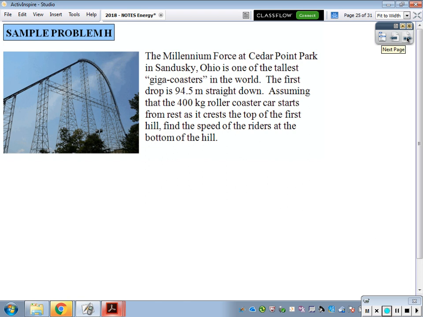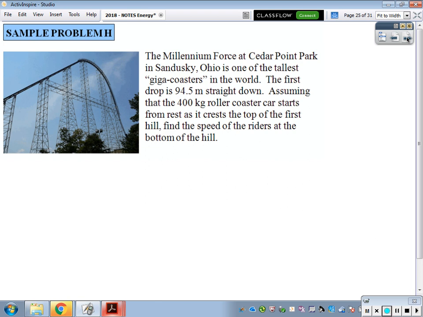Next problem. The Millennium Force at Cedar Point in Sandusky, Ohio is one of the tallest giga coasters in the world. The first drop is 94.5 meters straight down. Assuming the 400 kilogram roller coaster starts from rest as it crests the top of the first hill, which I know is not necessarily true, we're going to find the speed of the riders at the bottom of the hill.